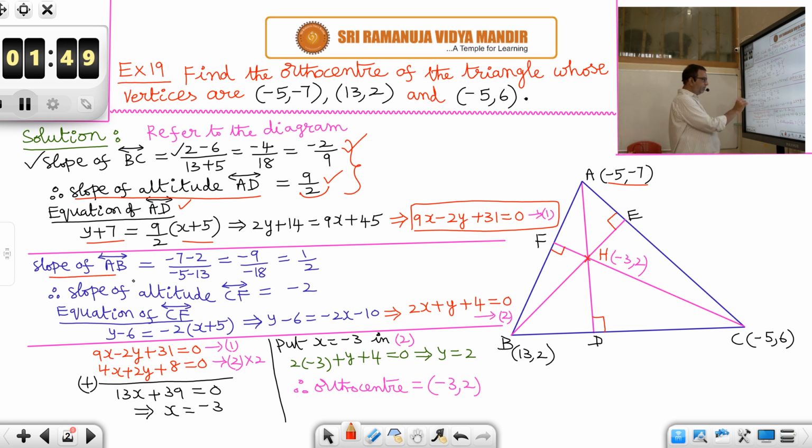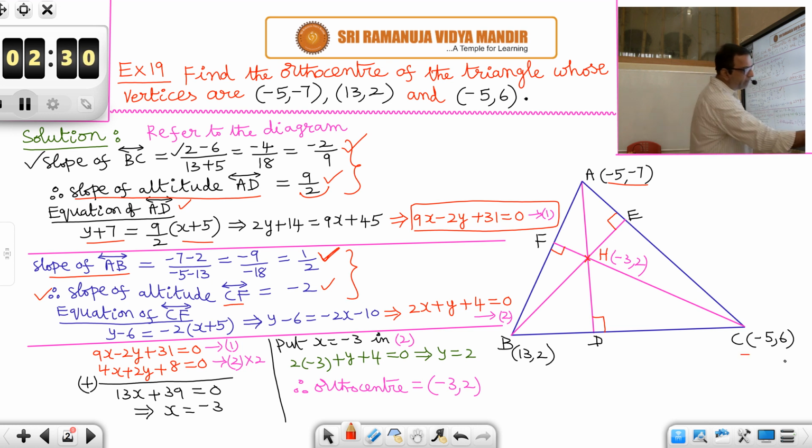Similarly, I want to find the equation of altitude BE. So first I have to find the slope of AB. A and B are known, so you can find the slope: difference of y coordinates by difference of x coordinates. So therefore, what is the slope of altitude CF then? Altitude CF I want to find, not BE, altitude CF. CF is perpendicular to AB. I have found the slope of AB. Slope of AB is 1 by 2, which means the slope of altitude CF will be minus 2, so that their product is minus 1.